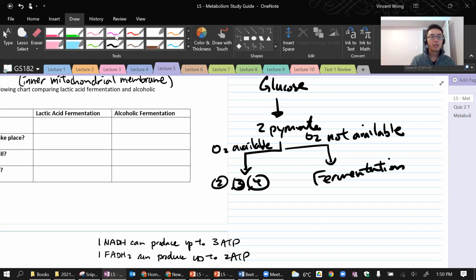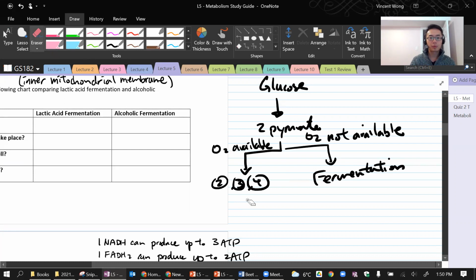Okay. So all this stuff that we talked about up to this point requires the availability of oxygen. That's why we call it aerobic respiration. Okay. And fermentation, which I'll explain right now, occurs when you don't have enough oxygen, for humans anyways. So this is going to be anaerobic.